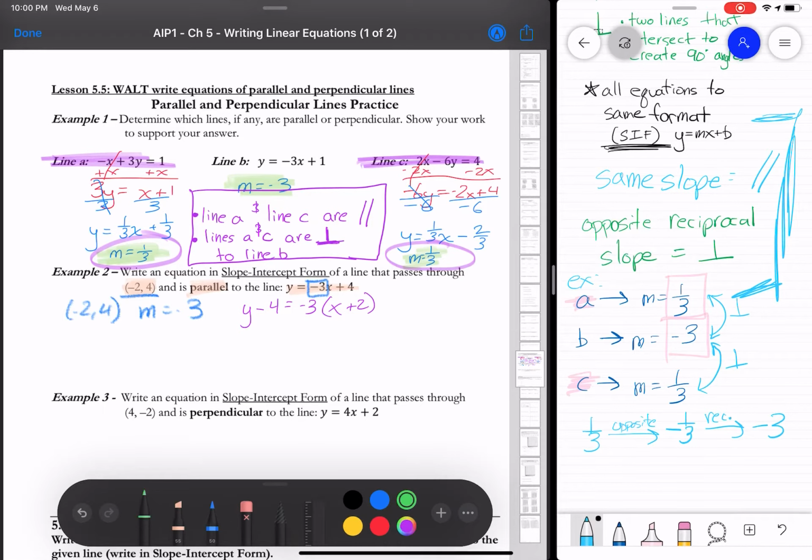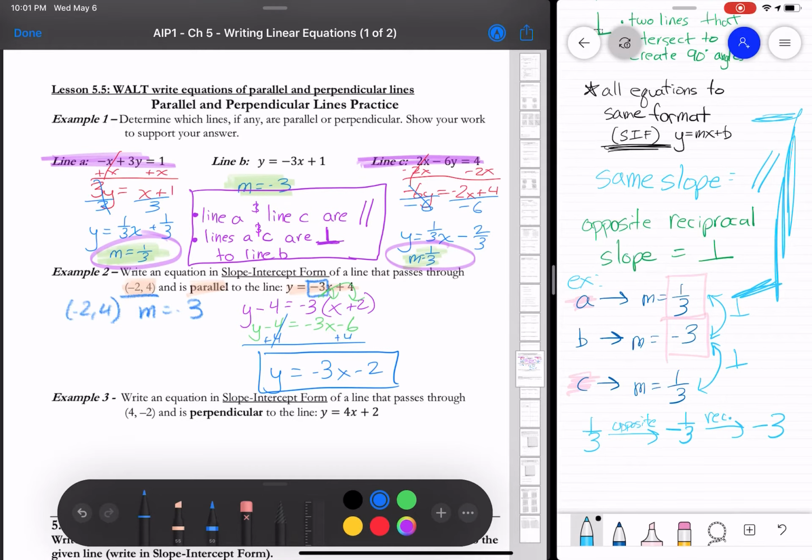So I'm going to distribute. I get y minus 4 equals -3x minus 6. Get y isolated, and I get y equals -3x minus 2. That means this equation, y equals -3x minus 2, if we were to graph that along with the original equation we started with, y equals -3x plus 4, they would never touch. They would go on forever, never intersecting because they are parallel lines.